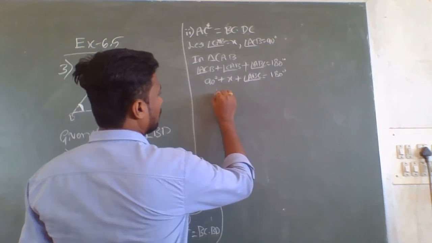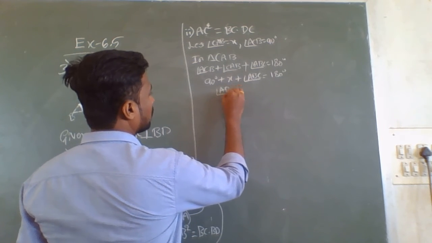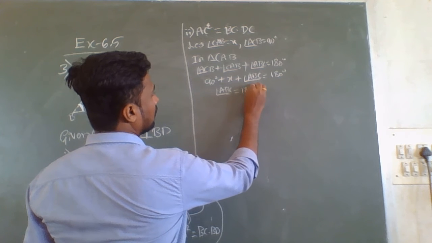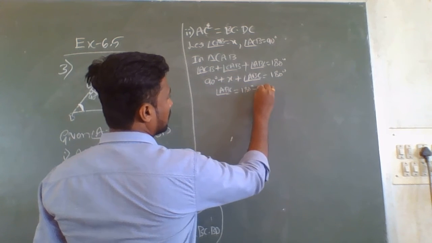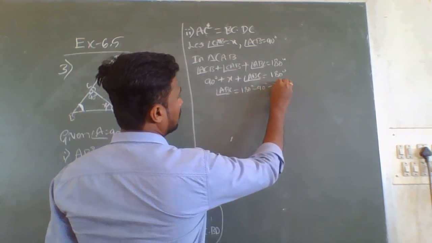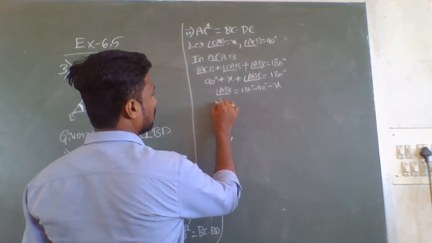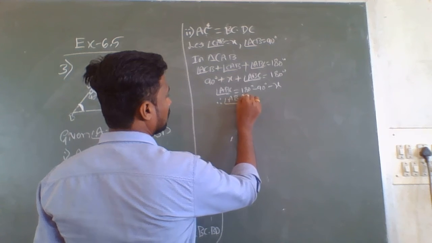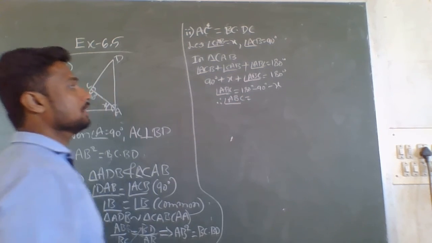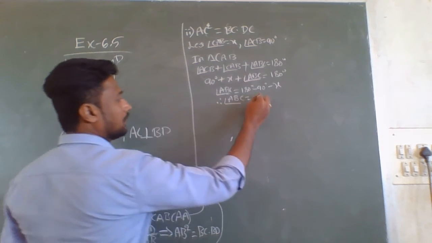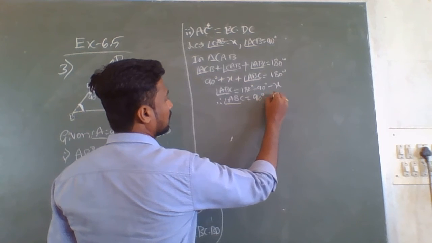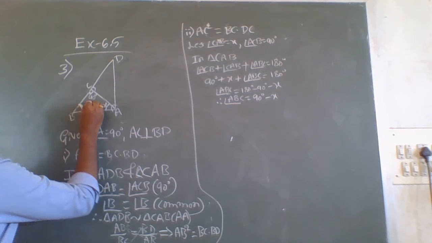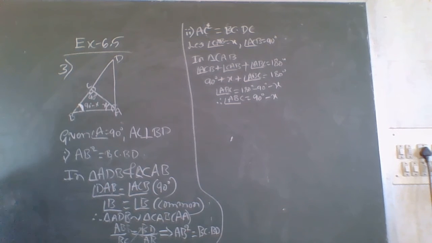So now, to calculate angle ABC, what can we do? I will move this 90 degrees to the other side. There is 180, and this becomes minus 90 minus x. Therefore, angle ABC equals 180 minus 90, which is 90 degrees minus x. Angle ABC is 90 degrees minus x.